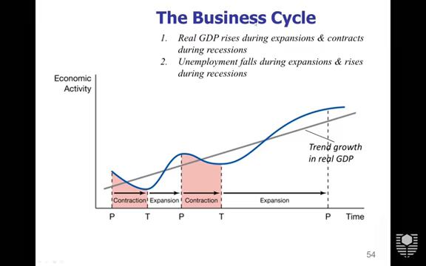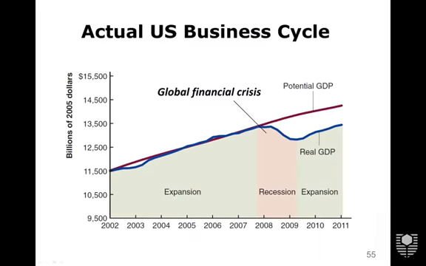So real GDP, these are the features. Real GDP rises during expansion and contracts during recession, and unemployment falls during expansion and rises during recessions. This is a business cycle based on the US economy. So this was the GFC, Global Financial Crisis, and this was how it looked.